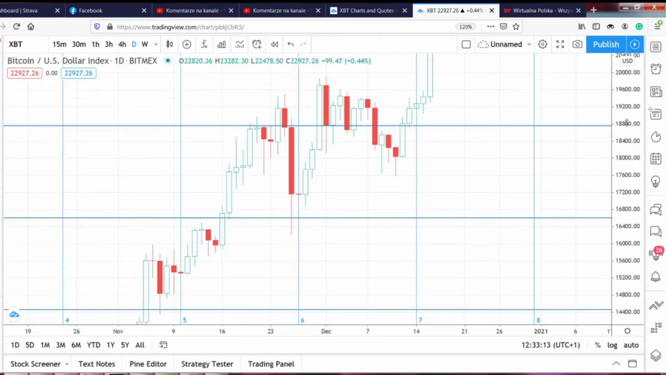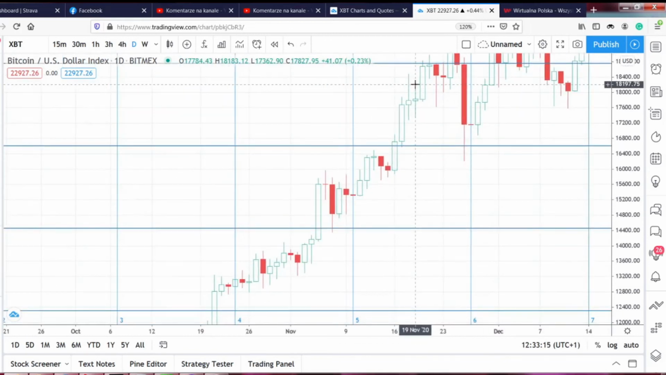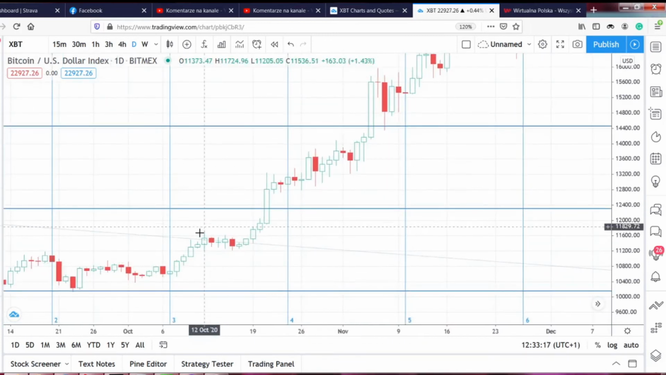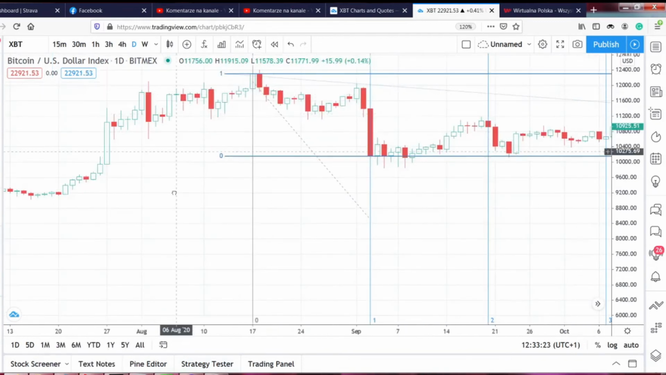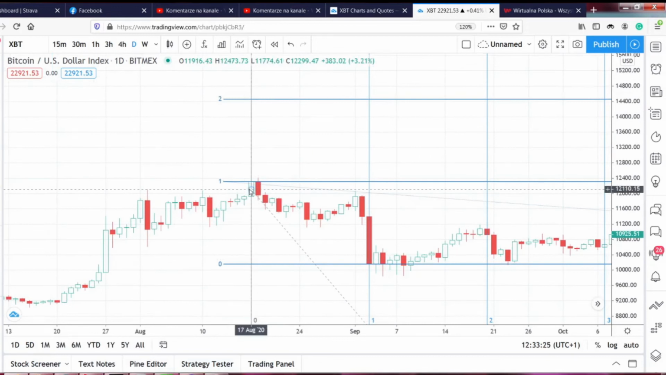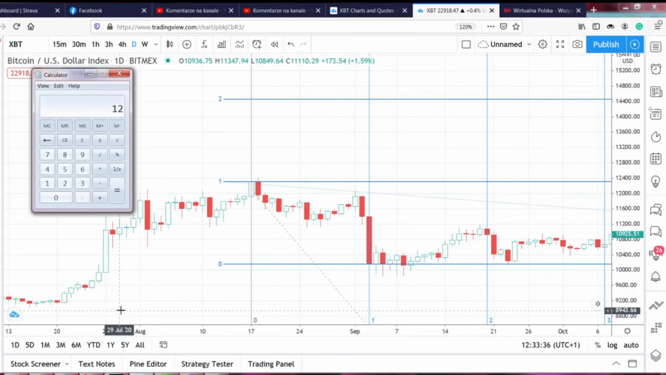Very interesting idea. So in the same way, you can try any other top or bottom of the market. What's gonna happen if you get this one? What does it say? It's 17th of August, and the closing price was 12,299. So 12,299. When you get a square root of it, we got 110.